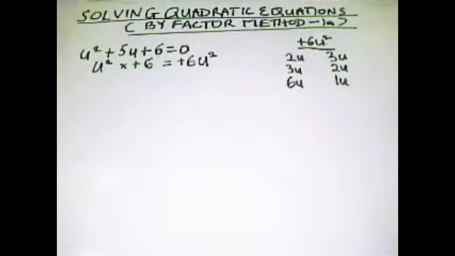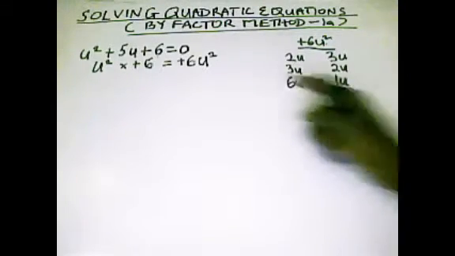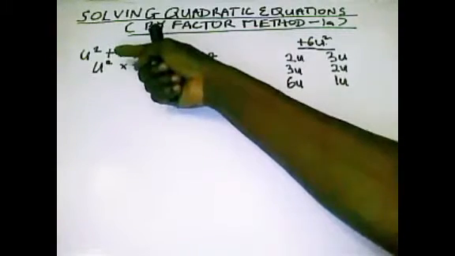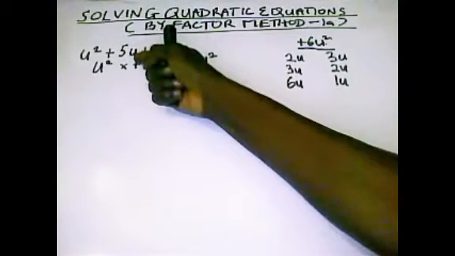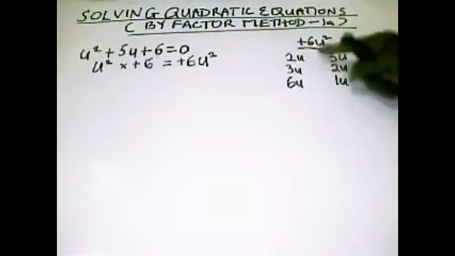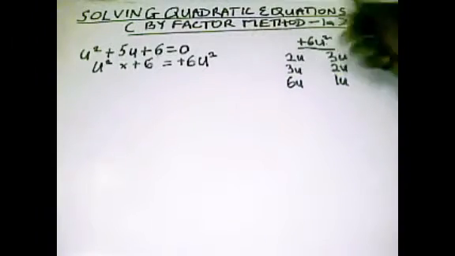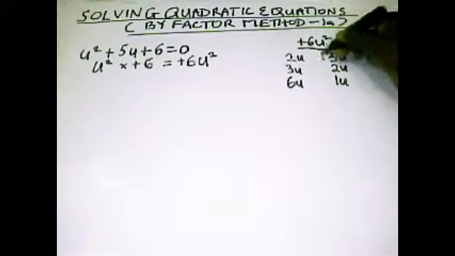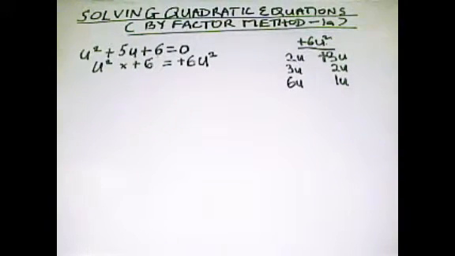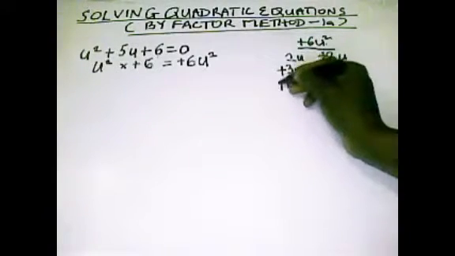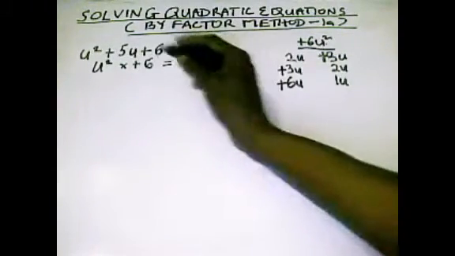Now, the next thing we are going to do is to come to the middle term. In the middle term, we can see that we have plus 5u. That plus sign in the middle term means that the bigger factor must carry that positive sign. So in the first pair, 2u and 3u, the positive sign will go to the 3. For the second pair, it comes in here. For the third pair, it comes here. So for the bigger factor, we take the sign of the middle term.